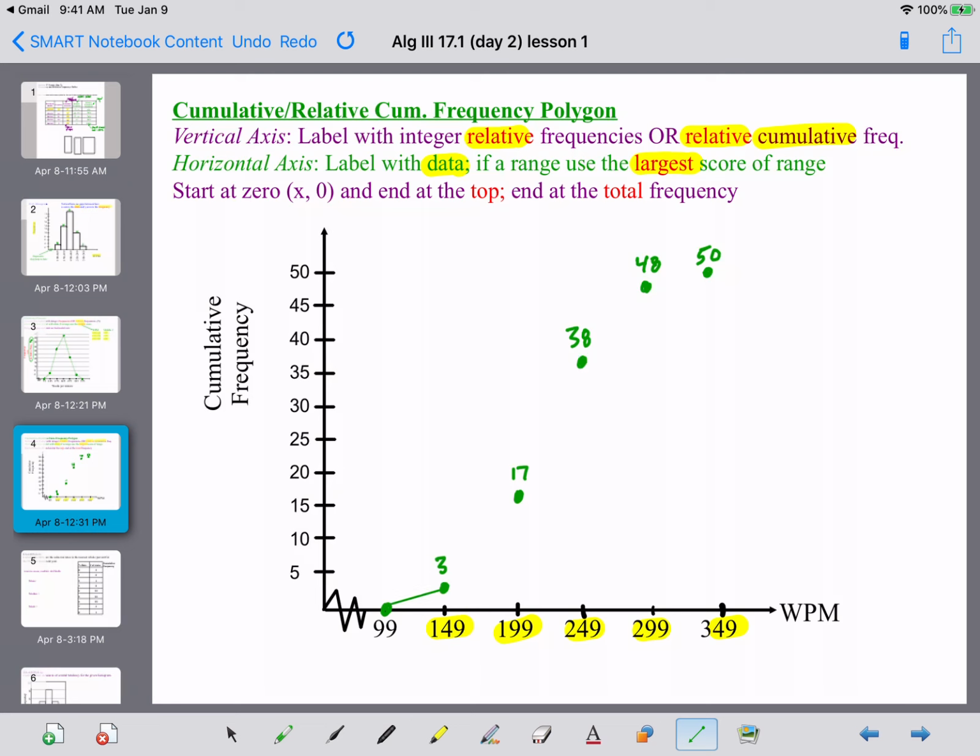Okay, and we can go ahead and connect those again with a straight edge. And then a relative cumulative frequency is always going to just stop at your high point. So it's going to start at the bottom, end at the top. And the top is going to be your total frequency.